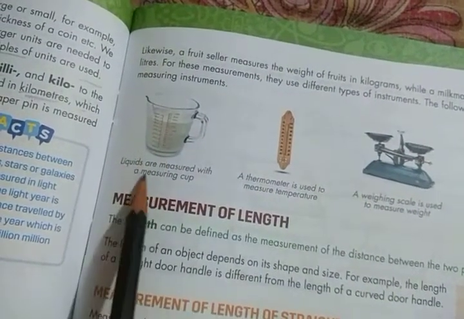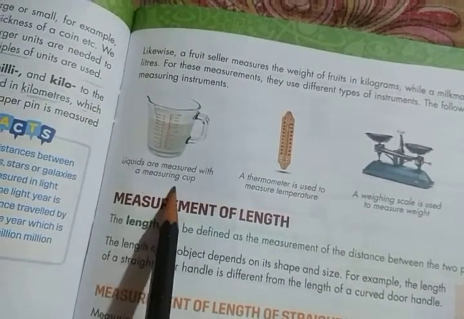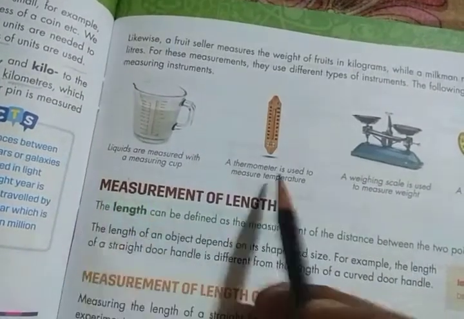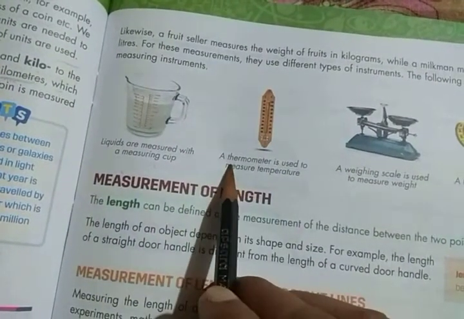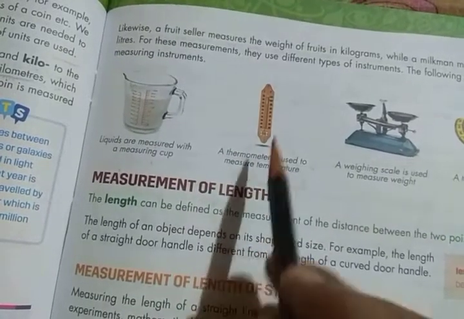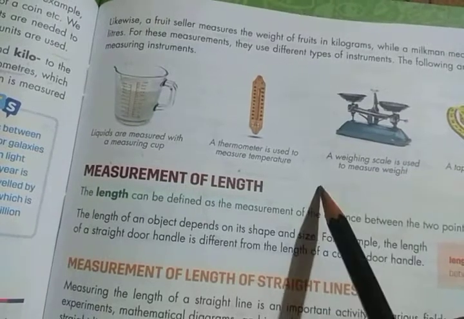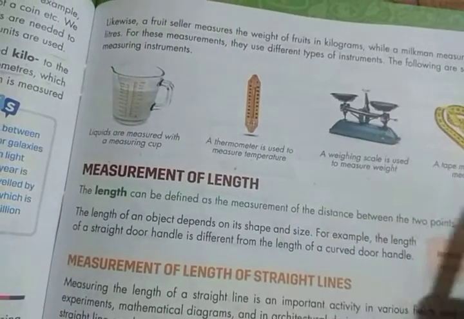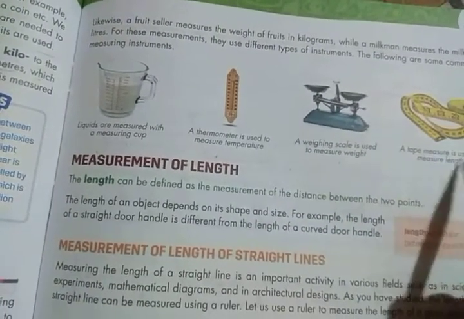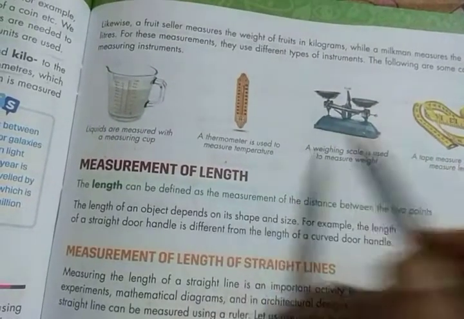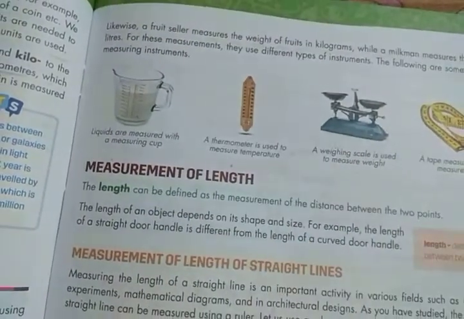Here, liquids are measured with a measuring cup, and a thermometer is used to measure temperature. A weighing scale is used to measure weight, and a tape measure is used to measure length. So these are common measuring instruments.